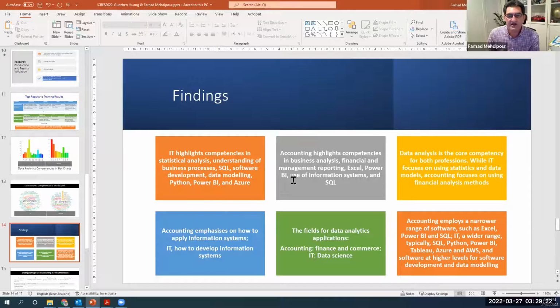And these are the key findings. As you can see, IT highlights competence in statistical analysis and understanding of business processes, but accounting highlights competences in business analysis, and financial and management reporting. Reporting is one of the key things here. One of the other important observations is that in accounting, we mostly focus on finance and commerce, while in IT, data science is the main thing.